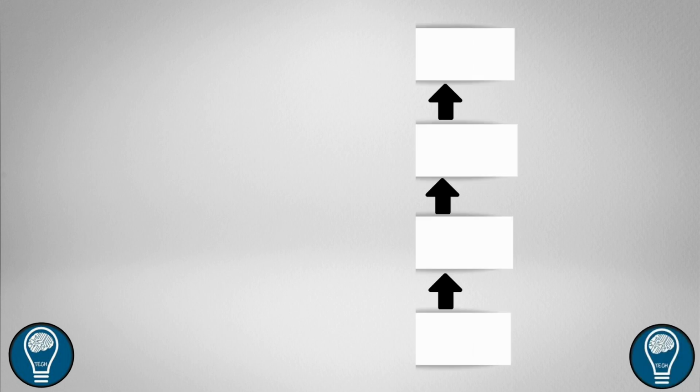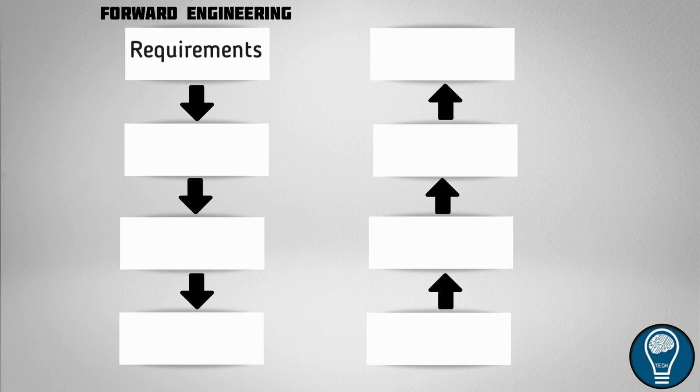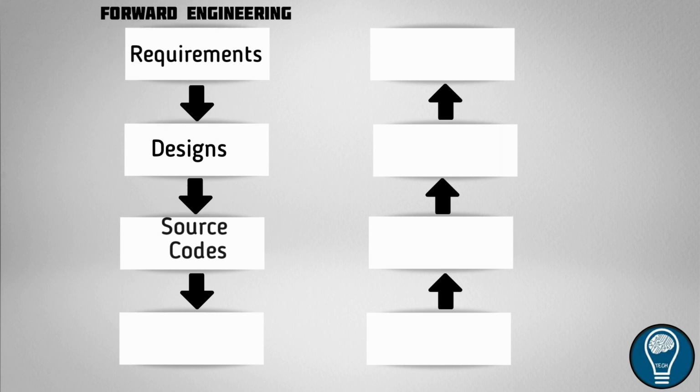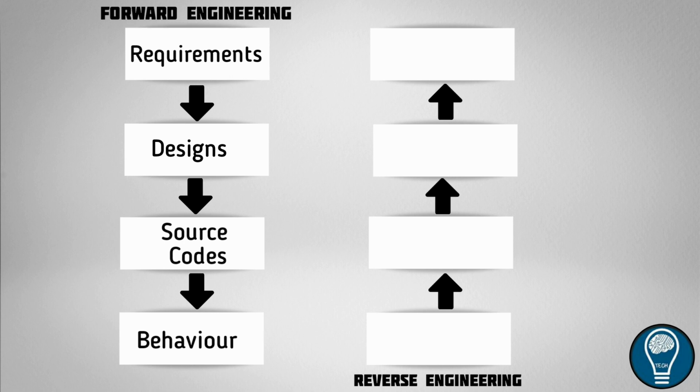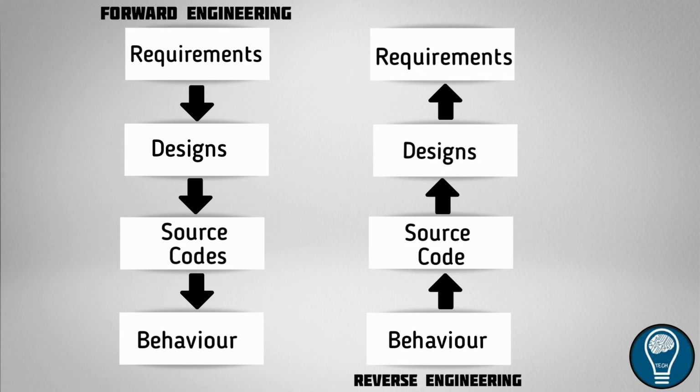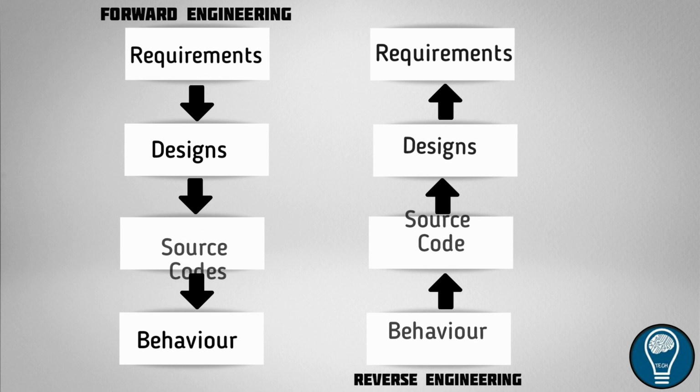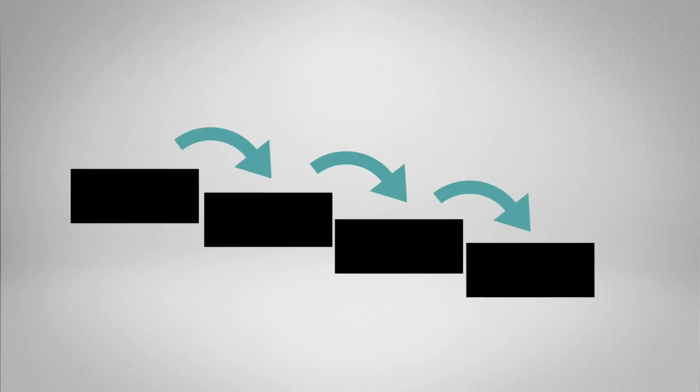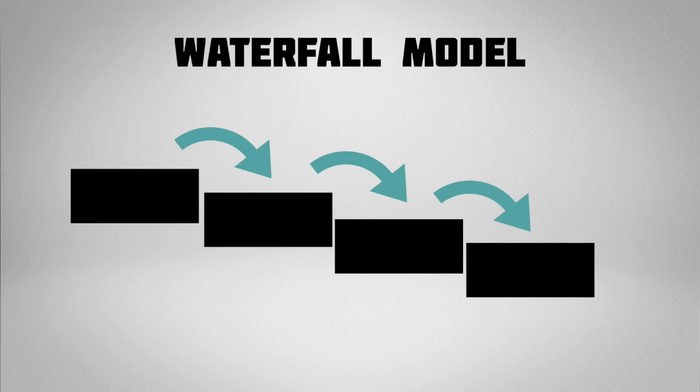You will get a better insight about reverse engineering by understanding the next model. Forward engineering: requirements, designs, source code, and behavior. Whereas for reverse engineering it goes up from bottom: behavior, source code, designs, and requirements. Let's see the waterfall model of software development.